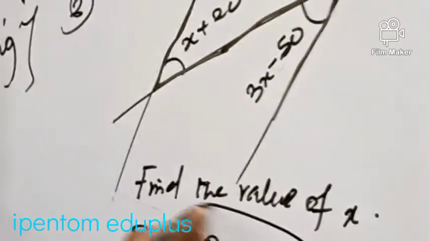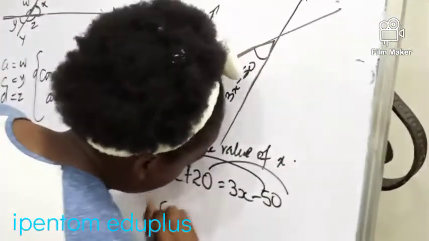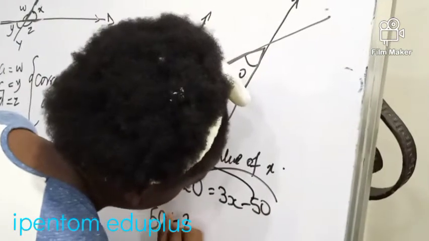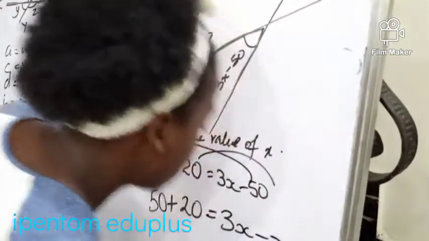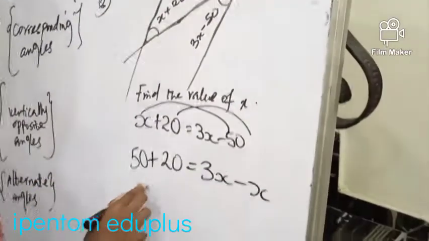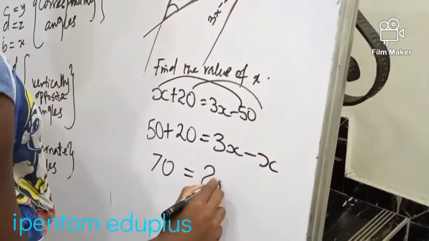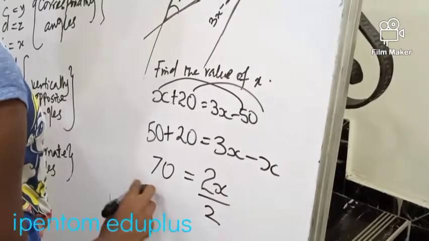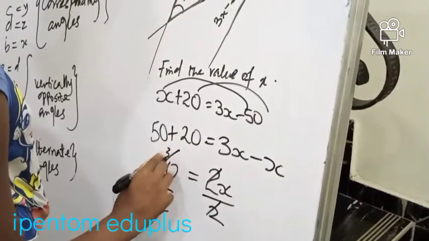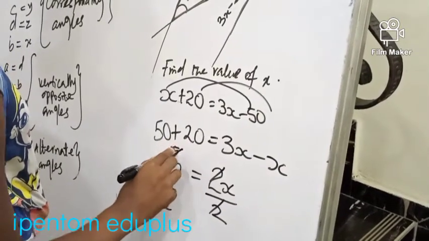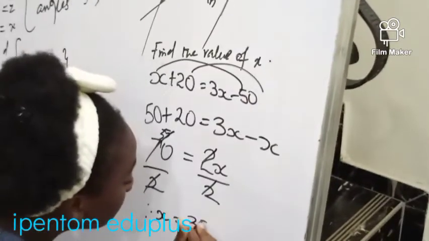So we'll bring this one in, and bring this one in. So it will be 50 plus 20 equals 3x minus x. 50 plus 20 is equal to 70. 3x minus x is equal to 2x. So divide both sides by 2. This will give you 35. So therefore, your x is equal to 35.